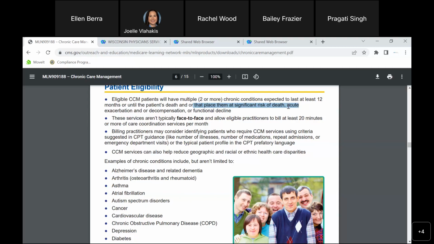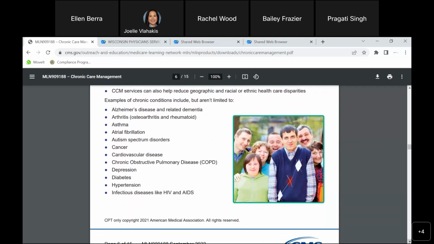In this listing on page 6 of your handout, let me scroll down just a little further. It gives you examples of chronic conditions, but these are not all inclusive. These are just examples. You'll evaluate your patient and determine whether it is a condition that's expected to last at least 12 months or until the death of the patient, and whether that condition will place them at significant risk. So even if your patient's diagnoses are not on this list, that does not mean that the patient is not qualified or eligible to receive these services.